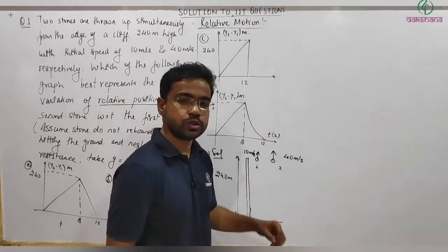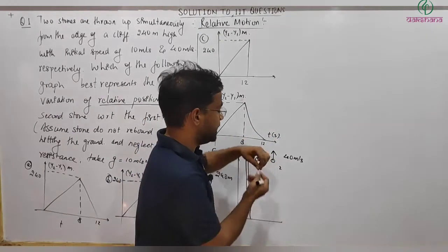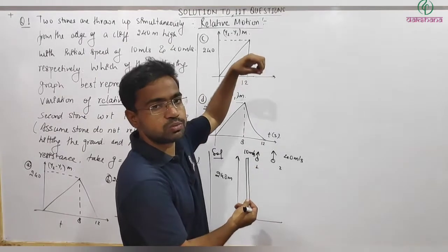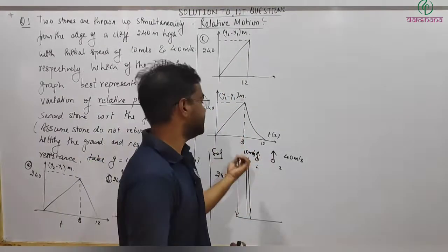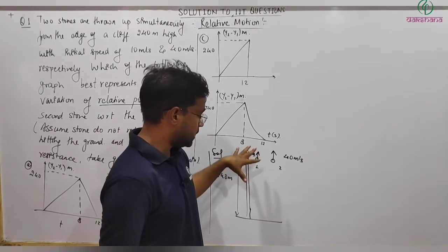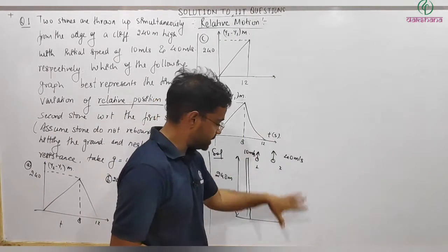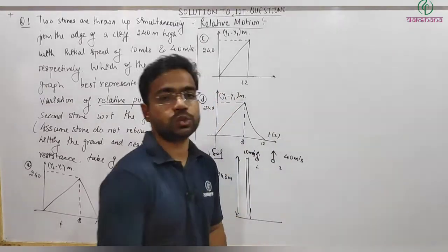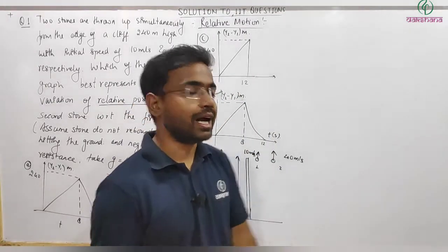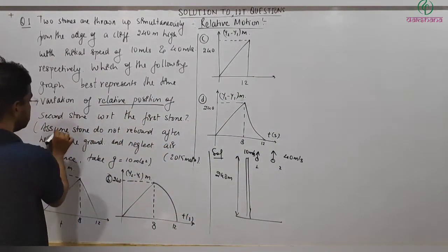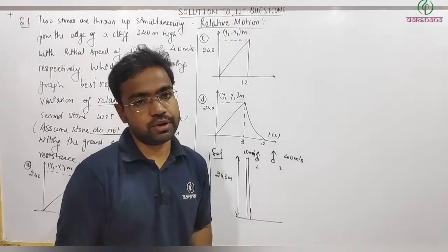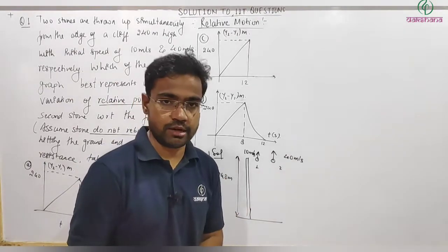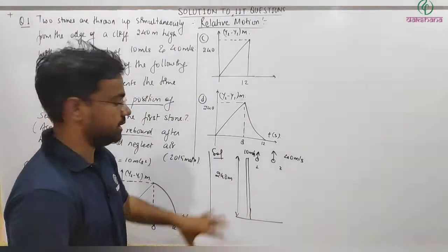Initial separation is 0, so separation will start from 0, but then the separation between these two stones will start increasing, and we need to plot that separation with time from t equal to 0 to the final time, when both stones hit the ground. Another assumption is that stones do not rebound, meaning they do not bounce back from the ground once they hit it. So that is the problem.